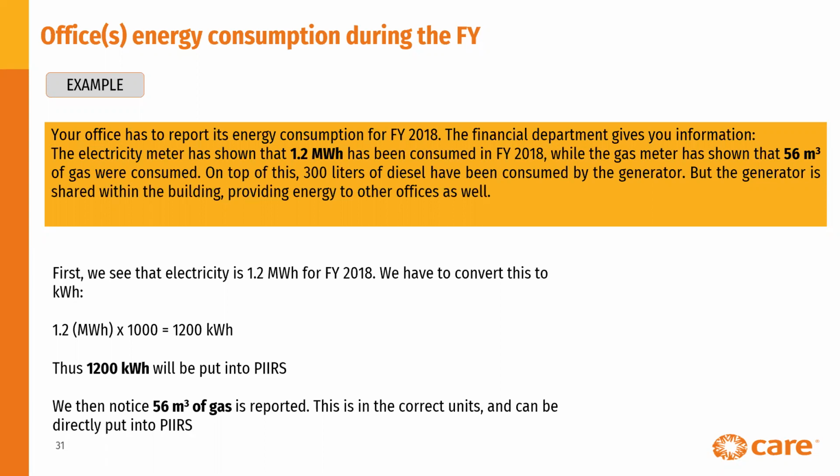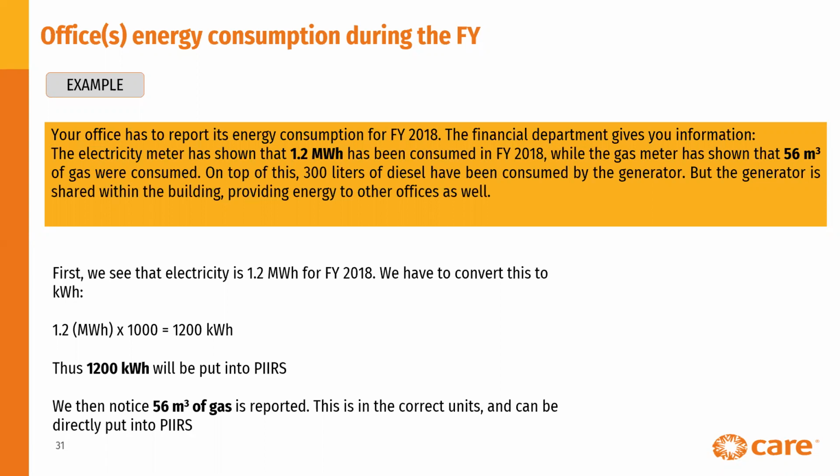So first, we see that the electricity is 1.2 megawatt hours for fiscal year 2018. This is quite straightforward, and we have to convert this into kilowatt hours. Knowing that 1 megawatt hour is 1,000 kilowatt hours, we multiply 1.2 megawatt hours by 1,000. This gives us 1,200 kilowatt hours, so 1,200 kilowatt hours will be input into PIIRS. We then notice that 56 cubic meters of gas is reported. So this is in the correct units and can be directly put into PIIRS.